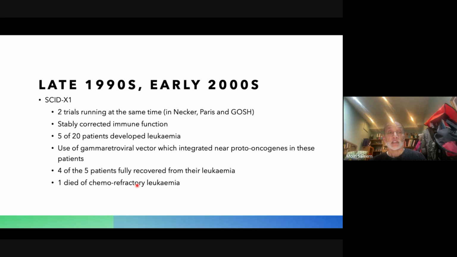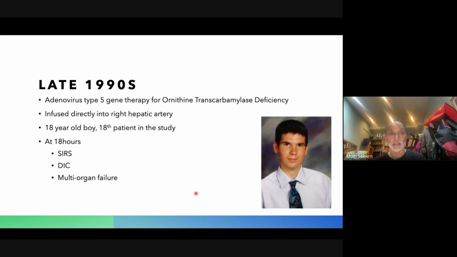However, there were problems. So that then led to more trials. There were two main trials running in Paris and in London that did the same kind of thing, stably corrected immune function in T cells, but 5 out of 20 patients developed leukemia. And this was because the vector, which was a viral vector, gamma retroviral vector, integrated near oncogenes, which caused leukemias. And one of those patients died.